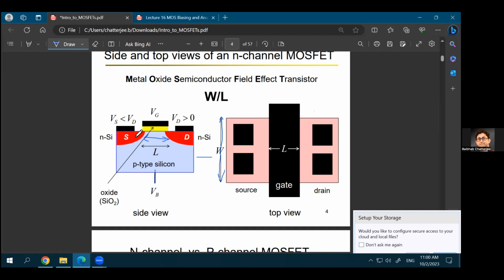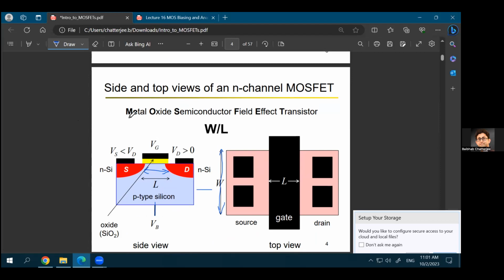That the source will be the source of electrons or the source of holes. And depending on that, we'll have two different types of MOSFETs. One will be the N-type MOSFET and the other one will be the P-type MOSFET. That's in the next slide. But before going there, I wanted to make sure that you know what we mean by source and what we mean by drain.